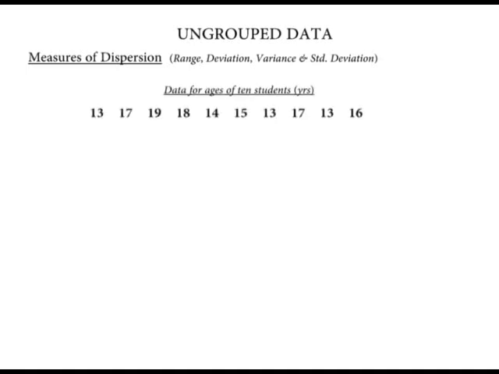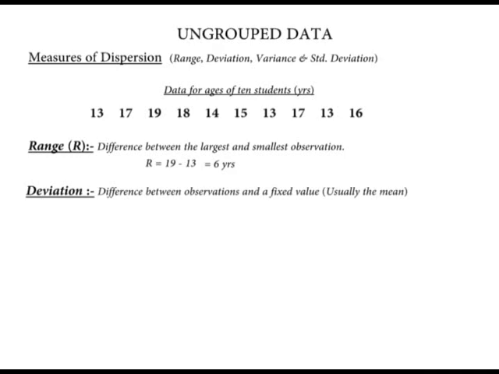These were the ages of students in a class. Range is the difference between the largest and smallest value in a set of data. In this case, range will be equal to 19 minus 13, giving us 6.